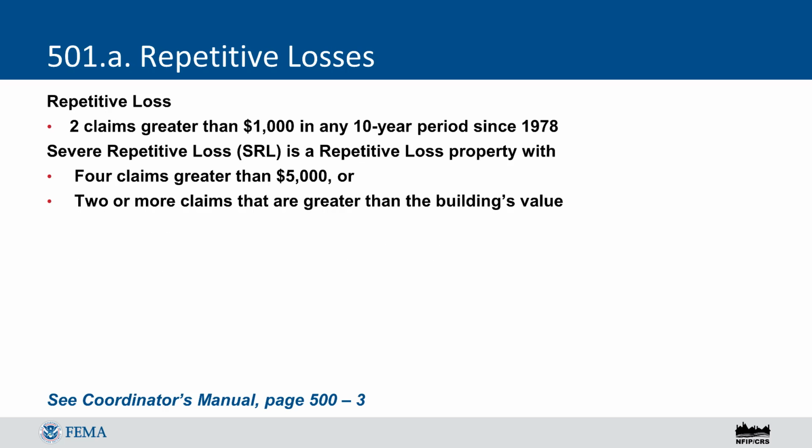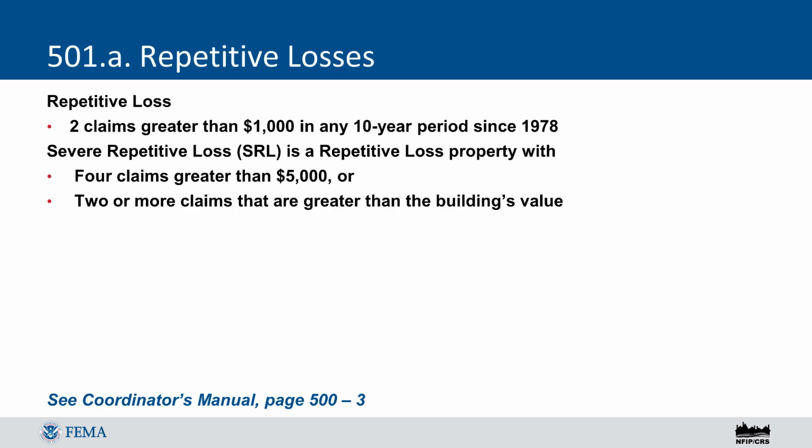Let's talk about repetitive loss as it relates specifically to the Community Rating System. Under the CRS program, we use the original repetitive loss definition that goes back to the beginning of the National Flood Insurance Program. Under that original definition, a repetitive loss property is any property that has had two claims greater than $1,000 in any 10-year period since 1978.